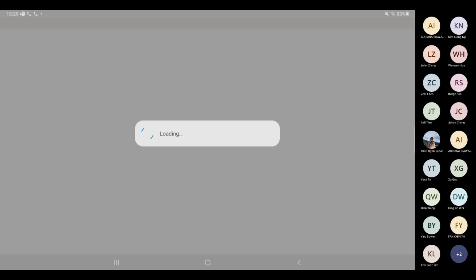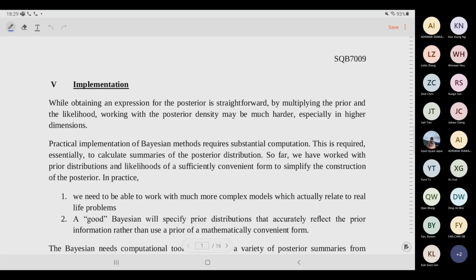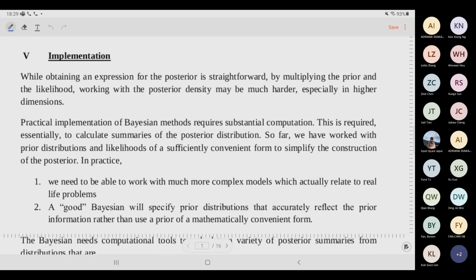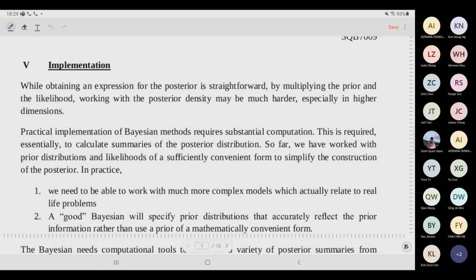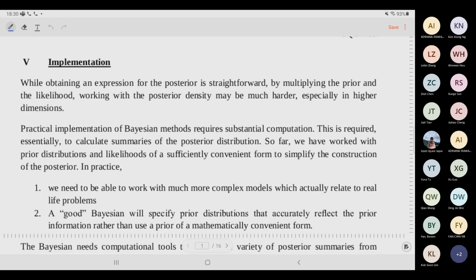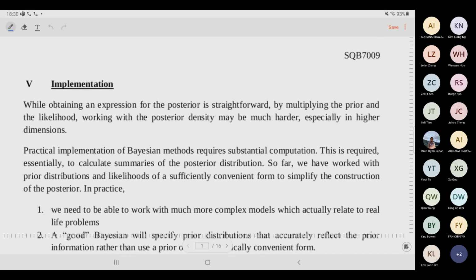Okay. Right. So this is what I think some of you have been asking about: how do we actually do the computation part? You can see that there are a few ways you can estimate the parameter values. Of course, the most popular one is MCMC, Markov Chain Monte Carlo, but apart from that, there are other ways. So the first way is we can use approximation.